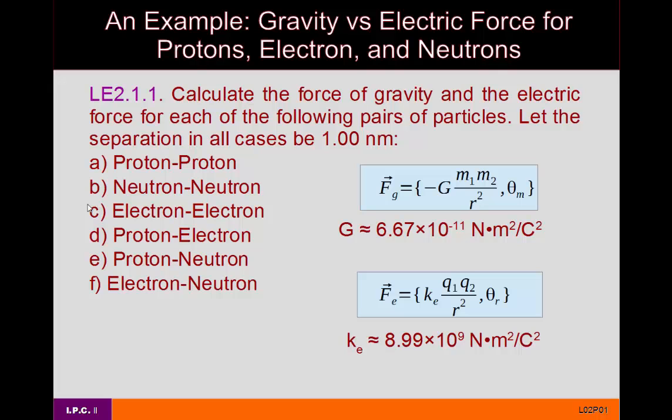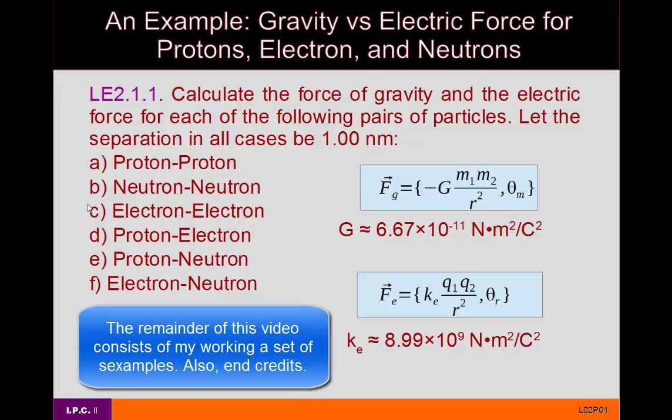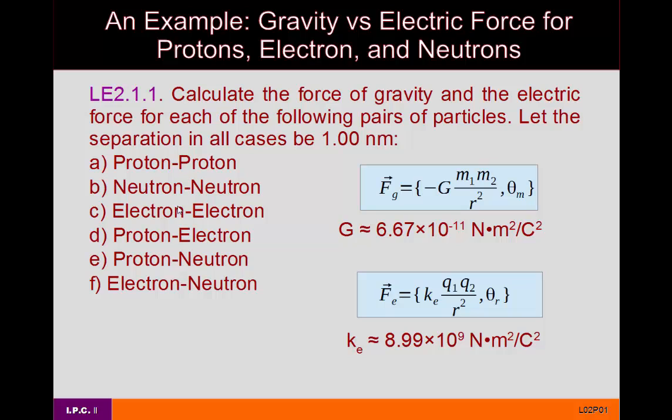So let's go ahead now and do a few examples. The first example is really a simple computation that we're going to be doing over and over again for different particle-particle pairs. The point of this calculation is so that we can compare the relative strengths of gravity and the electric force for some pairs of basically elementary particles within an atom: proton-proton, neutron-neutron, electron-electron, proton-electron, proton-neutron, electron-neutron.